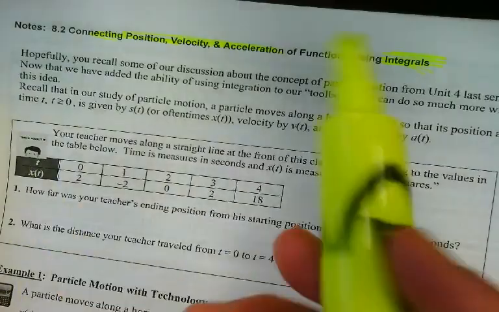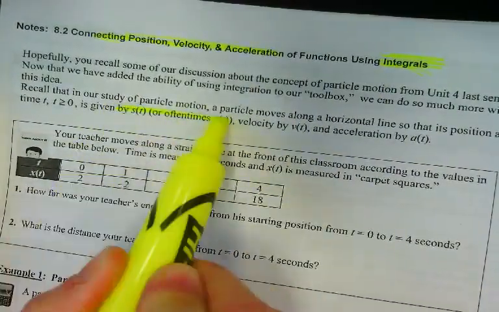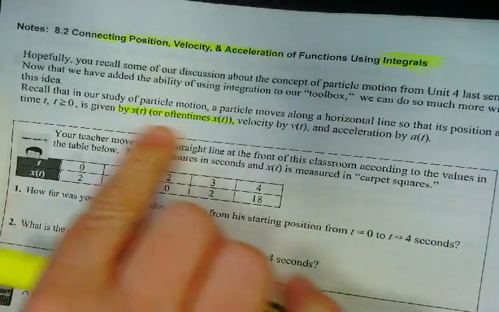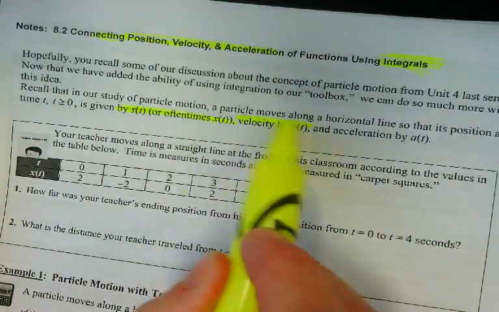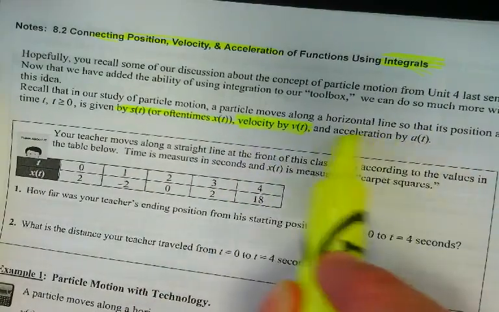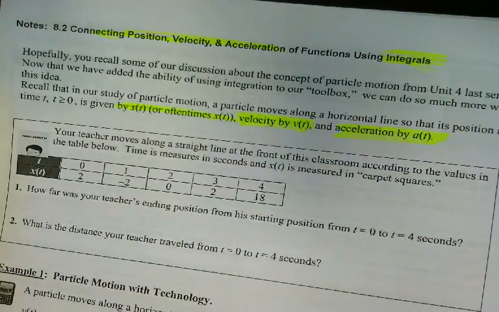So just to recall, we start with position, oftentimes referred to as x of t, sometimes they call it s of t. That is our position. If we derive that, we get velocity. And if we derive that, we get acceleration. So it goes position, velocity, acceleration.